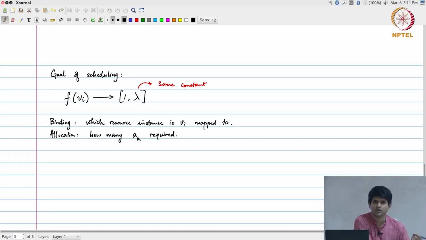This constant lambda that I talked about is some number which is essentially used just as a bound. I could have left that bound out and said I just need to map it onto an integer. The reason I am putting some maximum value over there is that when I want to solve this in practice, I will have to limit the range of values through which I want to search.